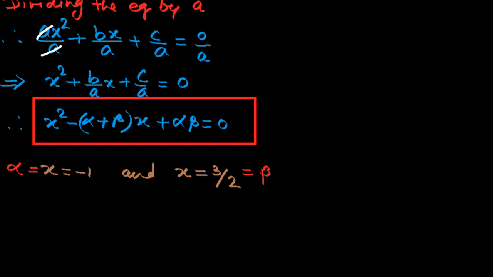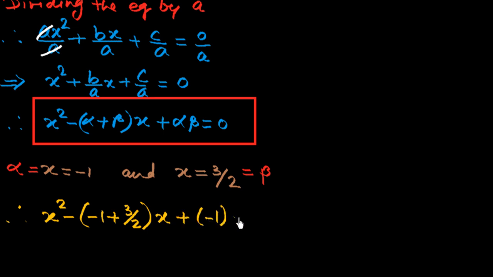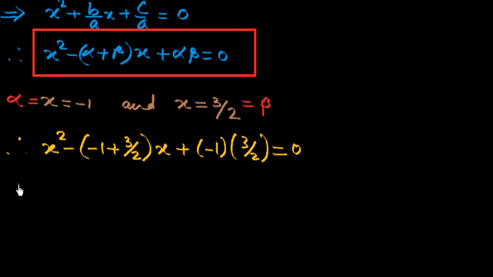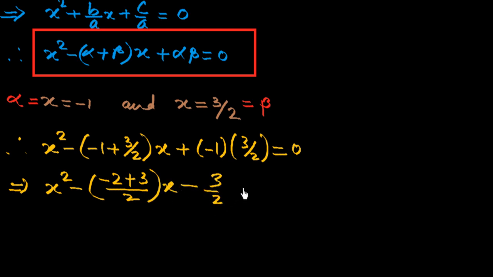So now we solve this. x square minus 1 plus 3 over 2 into x plus minus 1, which is alpha, and 3 over 2, which is beta, is equal to 0. We are putting in this equation. Now we get here x square minus, we simplify this, minus 2 plus 3 over 2 into x, and here minus 3 over 2 is equal to 0.